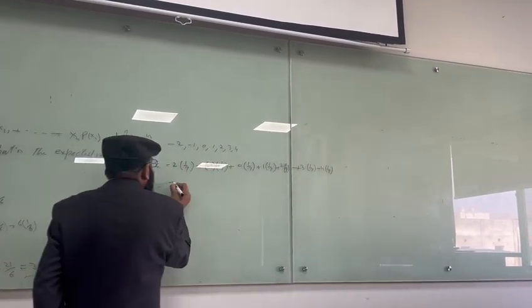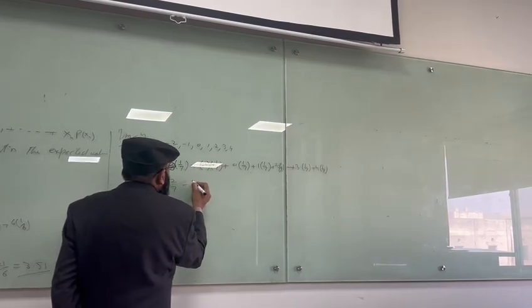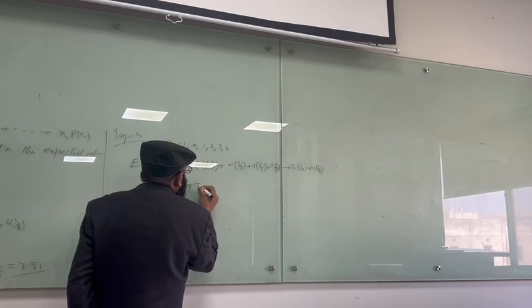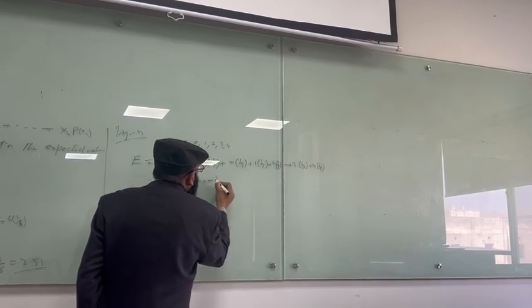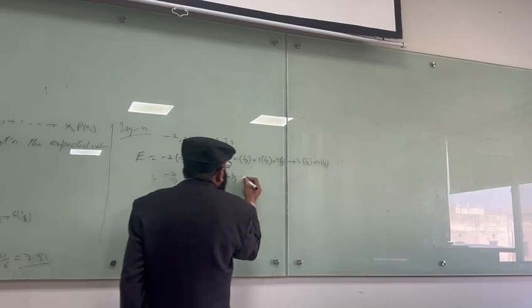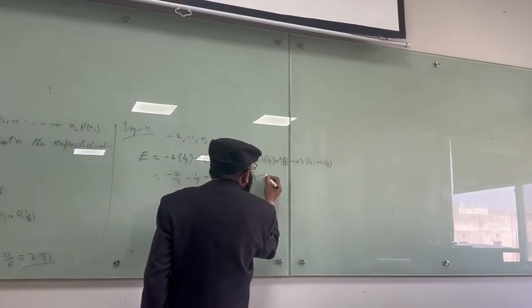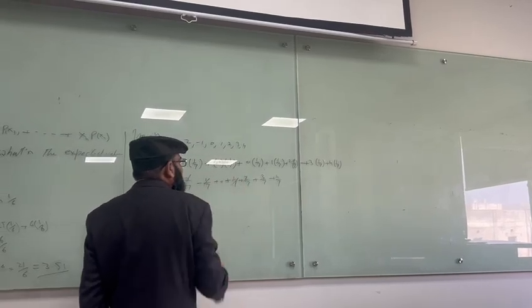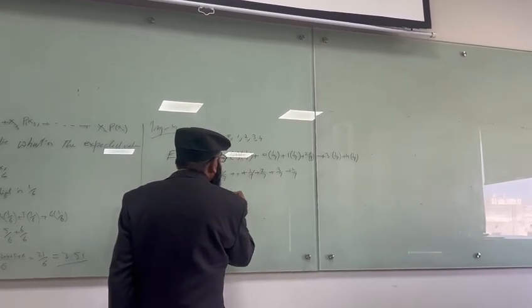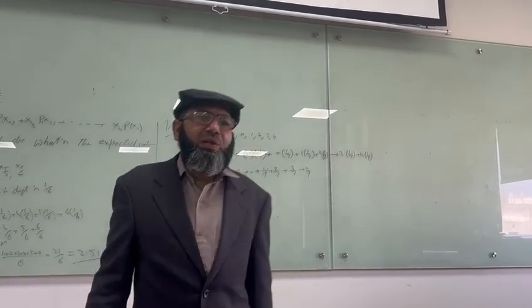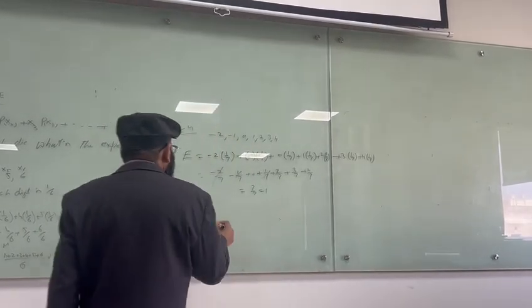Calculate it. Minus 2 over 7, minus 1 over 7, 0, plus 1 over 7 plus 2 over 7 plus 3 over 7 plus 4 over 7. These cancel out. The net result is 7 over 7, that is 1. The expected value is 1.